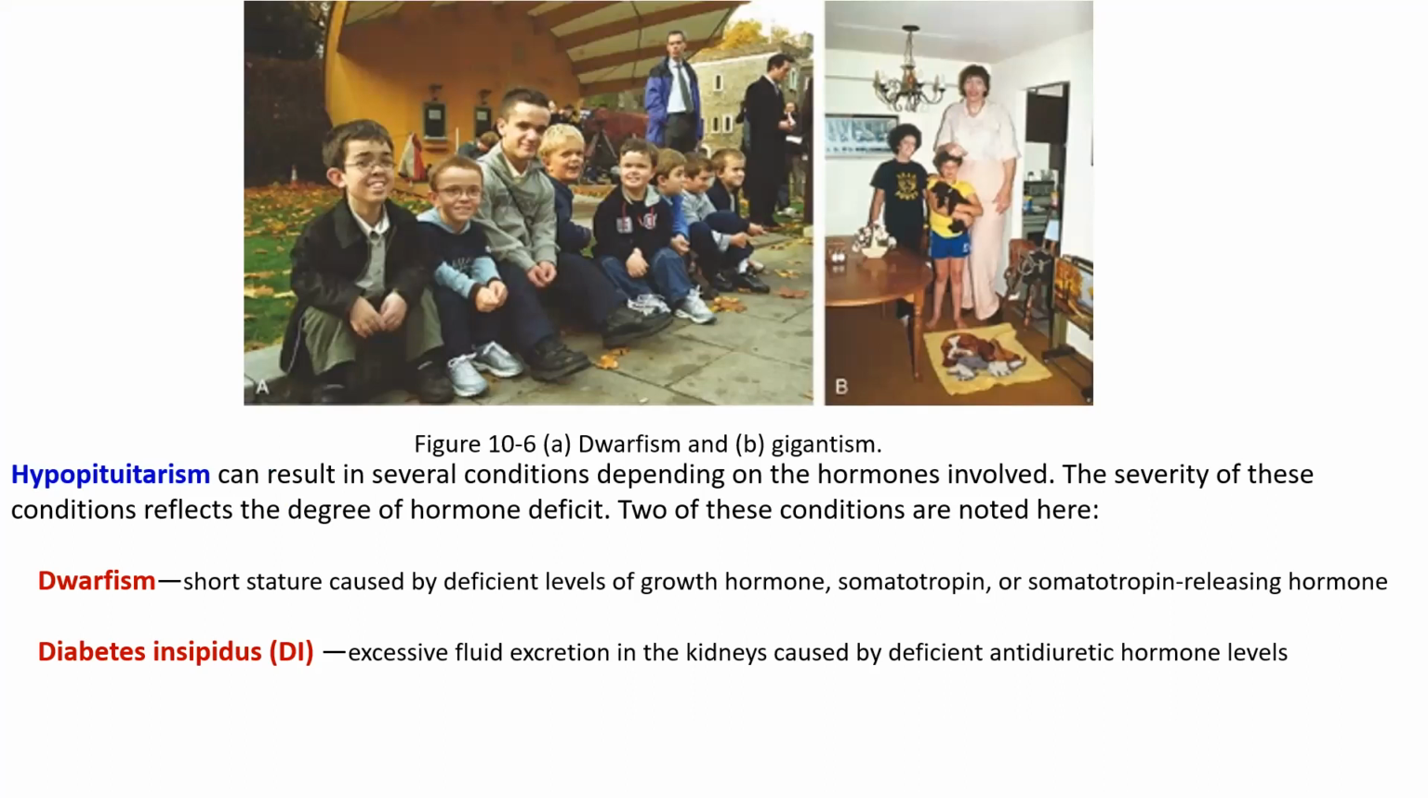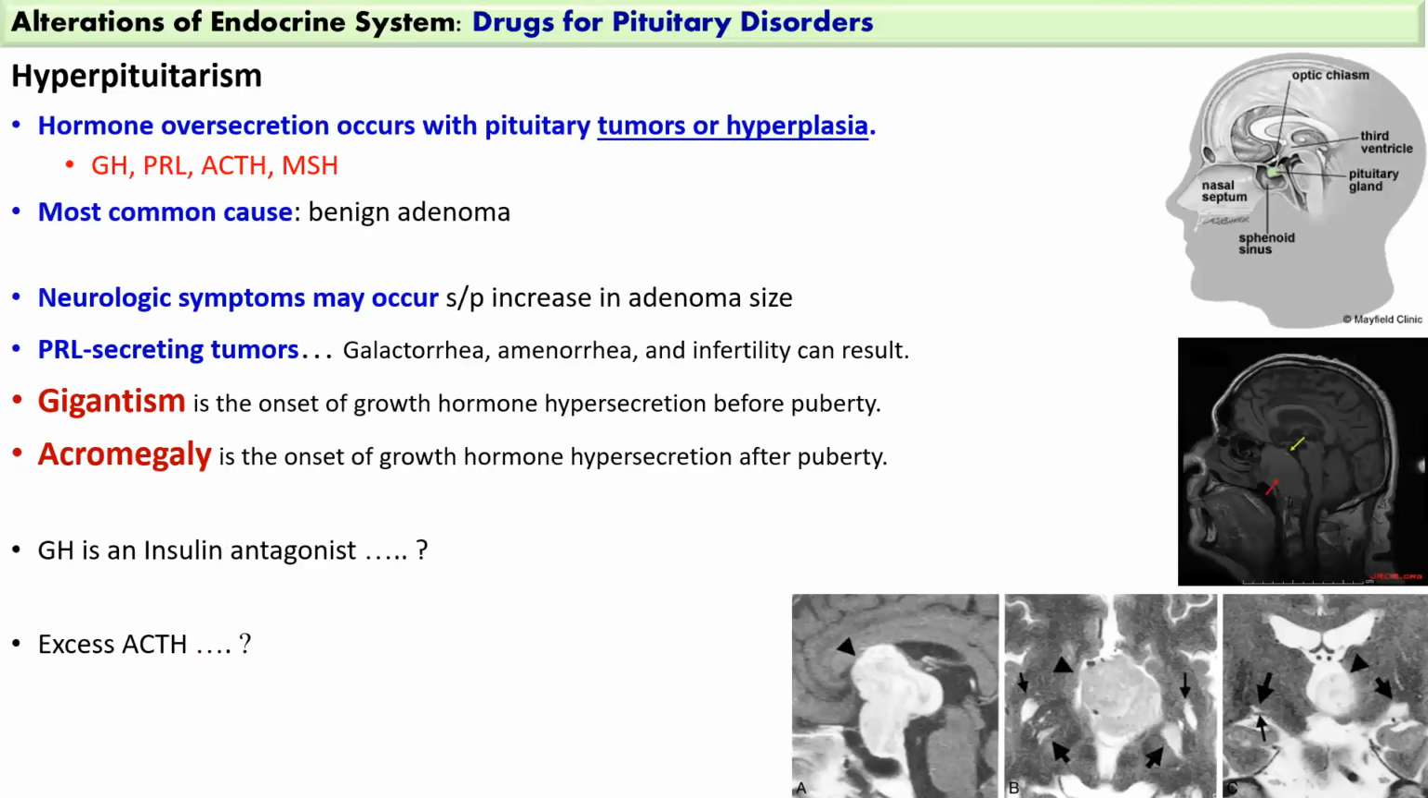So we said hypopituitarism is a decrease or deficiency of the hormones, like dwarfism with growth hormone, and diabetes insipidus, which is the decreased production of ADH hormone. Hyperpituitarism is the hormone oversecretion from the pituitary gland, usually from either a tumor or hyperplasia.